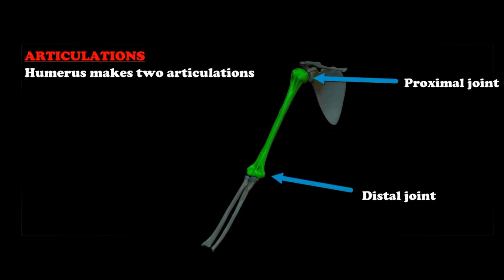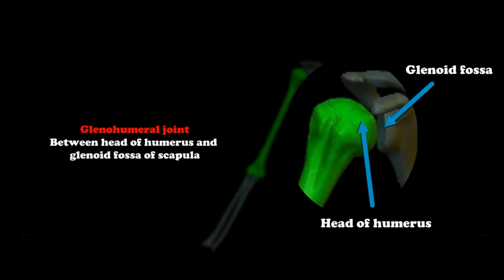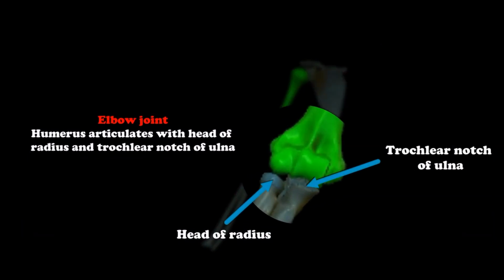Humerus makes two articulations. One proximally, you can say proximal joint, and another distally, you can say distal joint. Proximal joint is also known as glenohumeral joint. It is in between the head of a humerus and glenoid fossa of scapula. The distal joint is also known as elbow joint. Humerus articulates with the head of radius and trochlear notch of ulna.